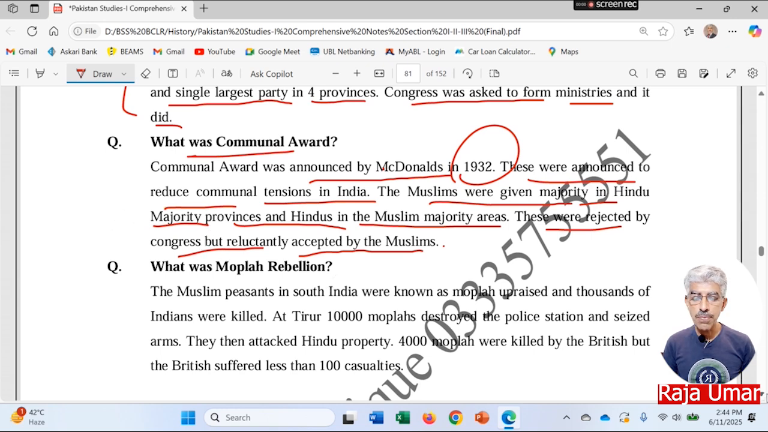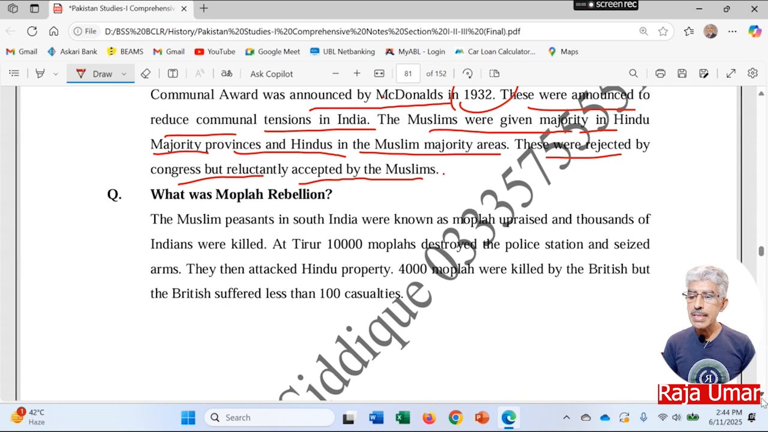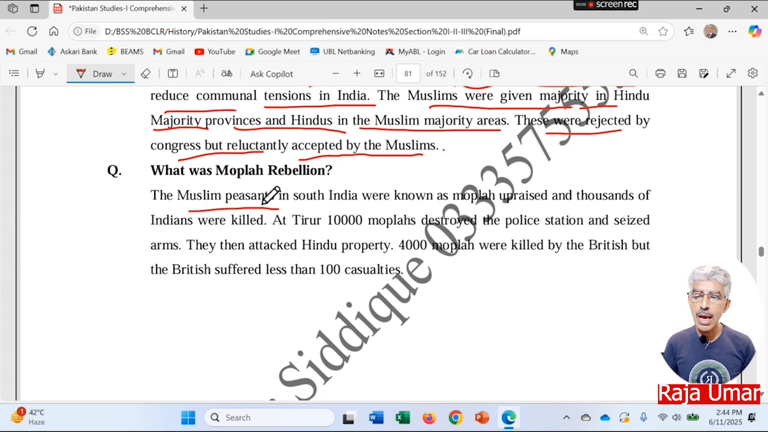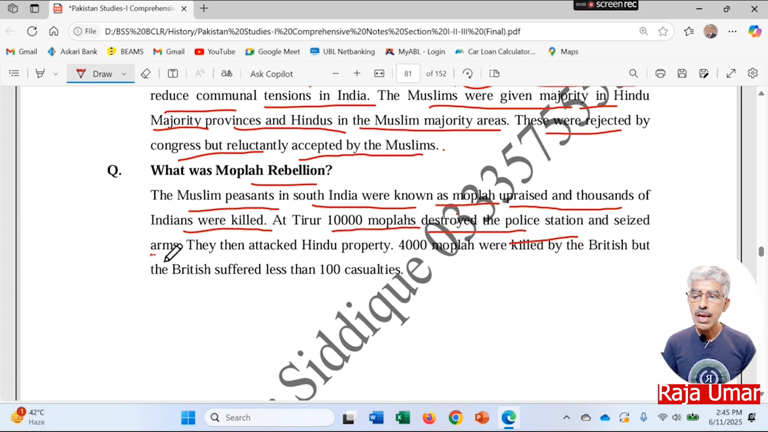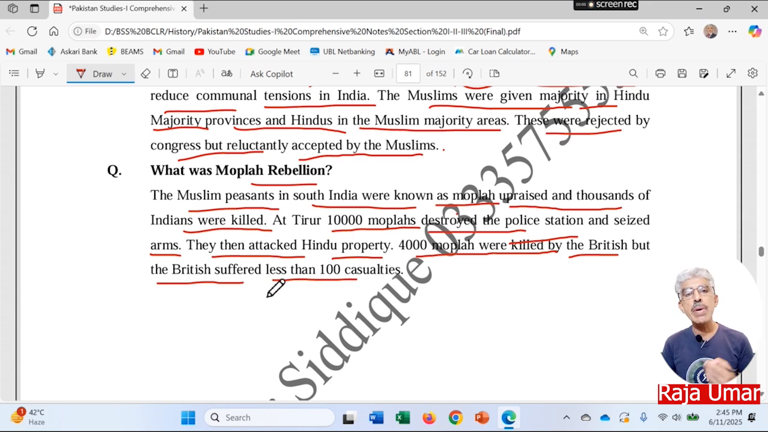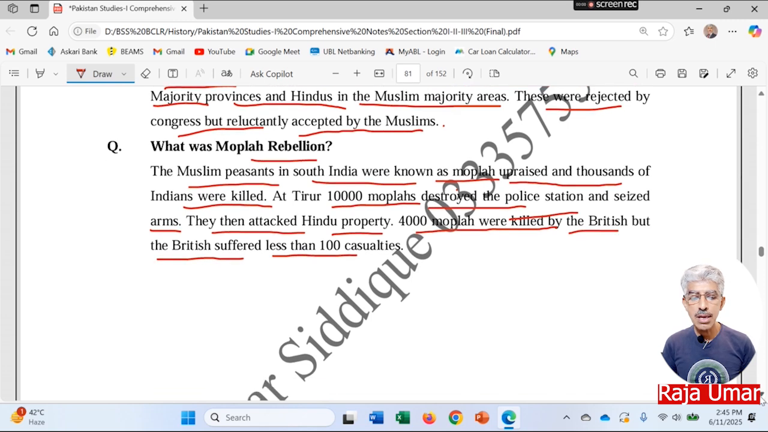What was the Moplah Rebellion? The Muslim peasants in South India, known as Moplahs, rose up and thousands of Indians were killed. At Tirur, 10,000 Moplahs destroyed the police station and seized arms. They then attacked Hindu property. 4,000 Moplahs were killed by the British, but the British suffered less than 100 casualties. So there were so many uprisings and rebellions across the subcontinent throughout that independence movement, and this was one of them. 4 points are there for 4 marks.